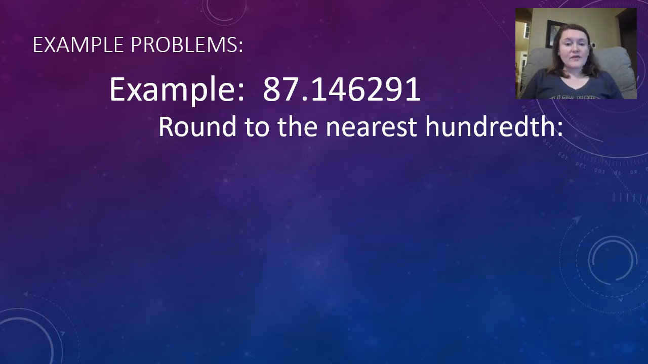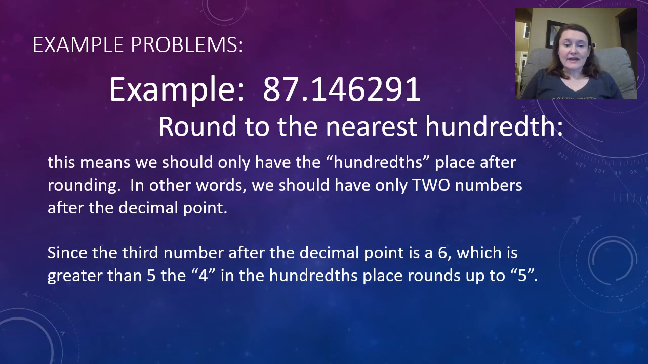Now if we wanted to round this number to the nearest hundredth, that means we want 2 decimal places to remain after we round. So we're going to look at the third decimal place, and since that is 5 or bigger, it's a 6, so it's bigger than 5, that means this decimal will round up from a 4 to a 5, and our final answer is 87.15 if we round that to the nearest hundredth.